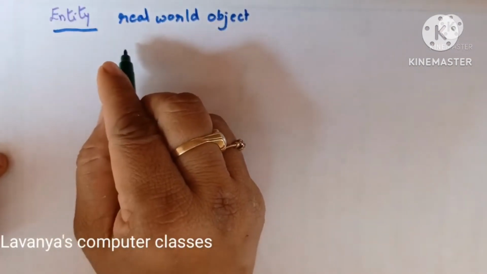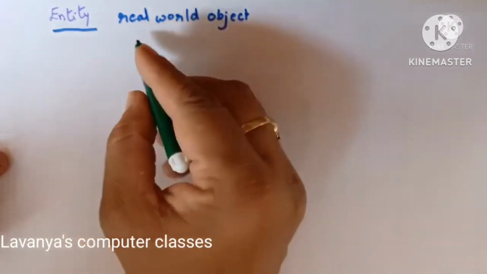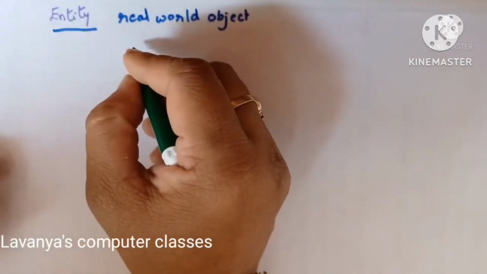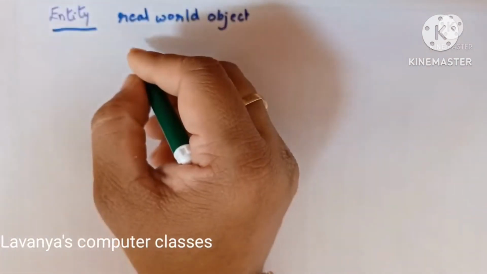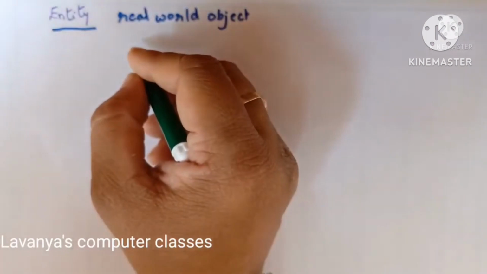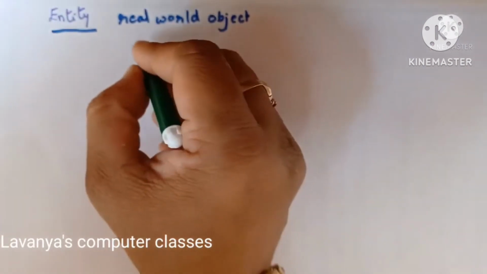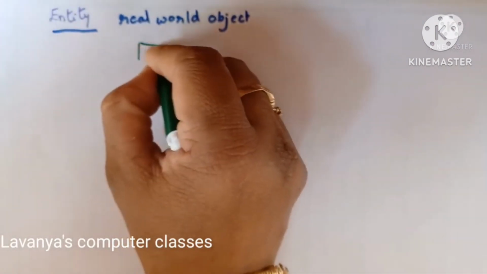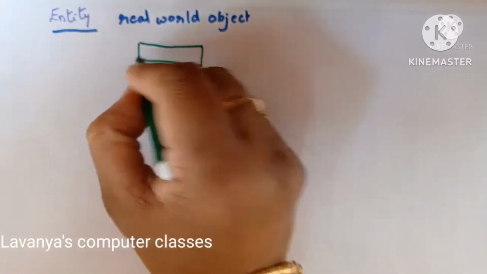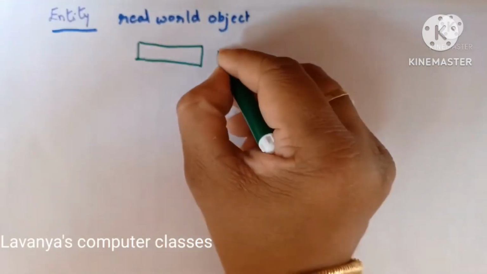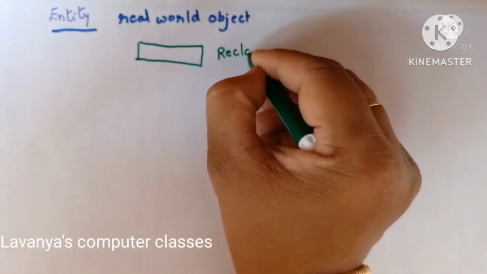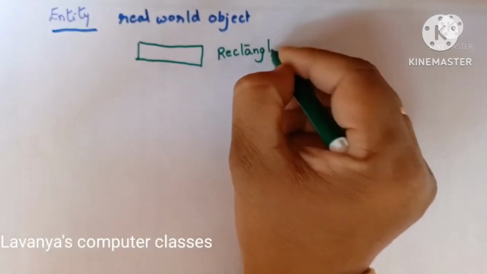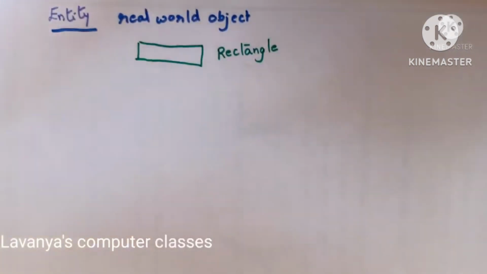So in ER diagram, already we explained, ER diagram is a diagrammatic representation. In the diagrammatic representation, everything is in the form of a diagram, so it is represented by a symbol. What is the symbol used for representing an entity? That is a rectangle. So rectangle is a symbol used for representing an entity.